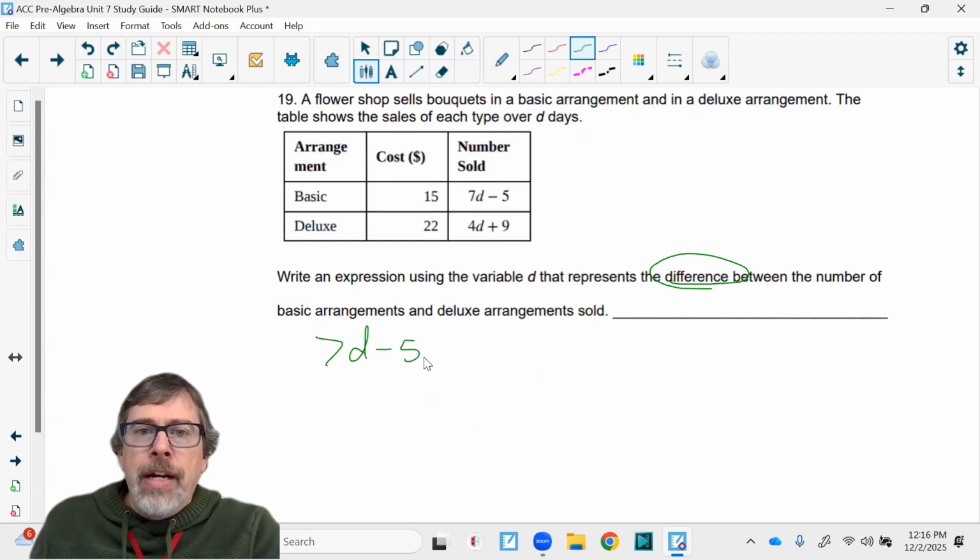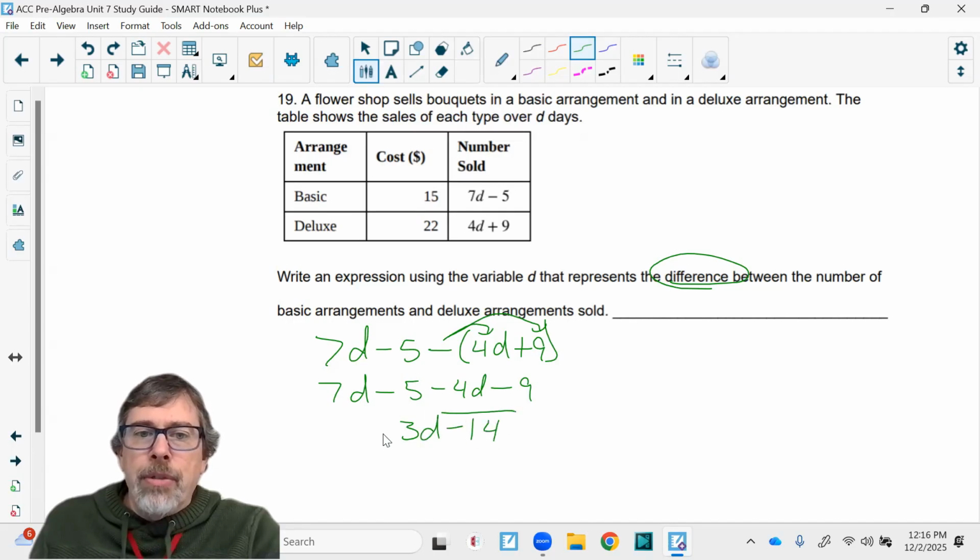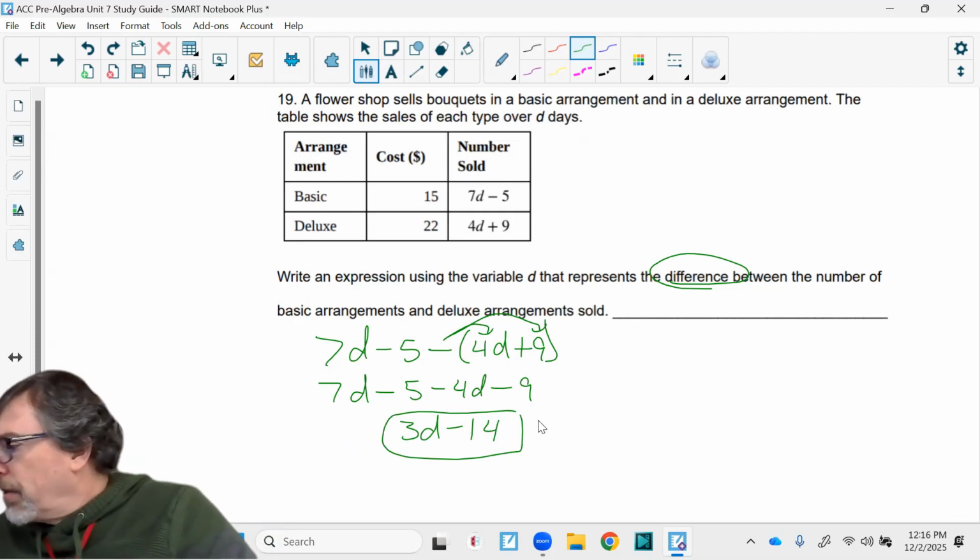7D minus 5 minus the quantity 4D plus 9. So it's 7D minus 5, and this has to be distributed, minus 4D, and a negative times a positive is minus 9. 7D minus 4D is 3D. Negative 5 minus 9 is negative 14. So it's 3D minus 14.